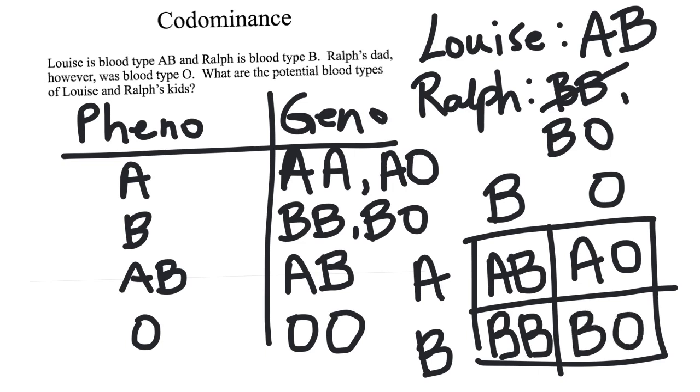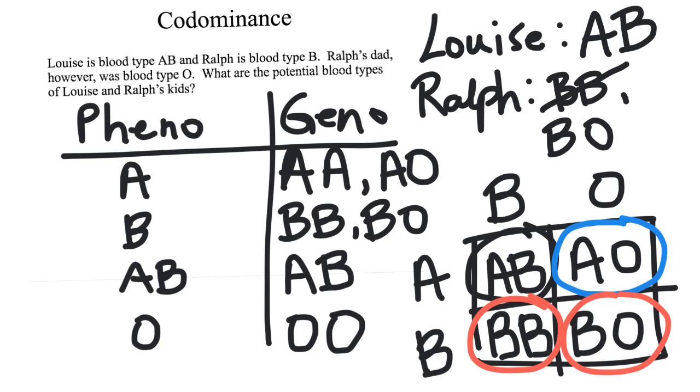So now go back to the question. The question says, what are the potential blood types of Louise and Ralph's kids? So we have a few different blood types here. This kid right here is blood type AB. Then we have the kid right next to that kid, this one right here. If you have an A and an O, that kid is blood type A. And then the 2 on the bottom, although they're coded differently, you have a big B, and a big B, O. Both of these kids are blood type B.